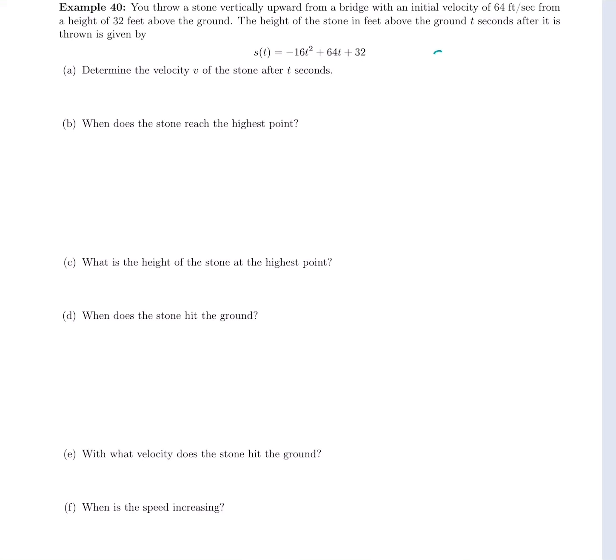As we do, we're going to keep in mind our units. The position is in feet, so the velocity will be in feet per second, and the acceleration will be in feet per second squared. So first off, determining the velocity after t seconds, the velocity is going to be the derivative, so negative 32t plus 64. When does the stone reach the highest point?